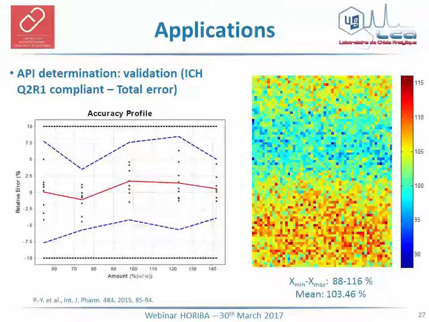Only a small slice of a sample is mapped, and the representativity of the sample is directly linked to its homogeneity. But the main advantage of using this technique is to obtain reliable quantitative information at the pixel level instead of a global information of the sample, as presented on the map, with an X-min and X-max value equal to 88% and 116% respectively, and the mean value equal to 103%.